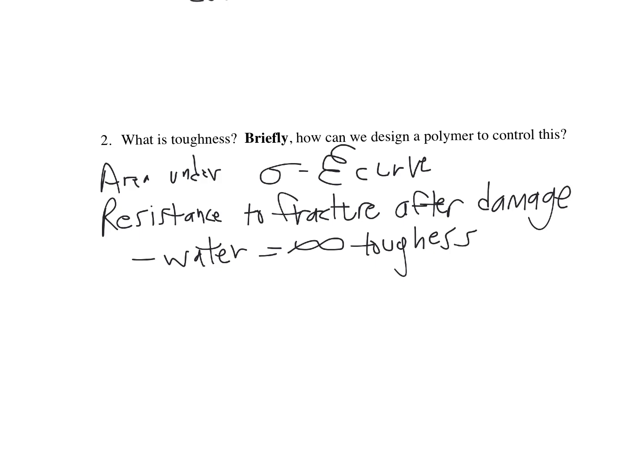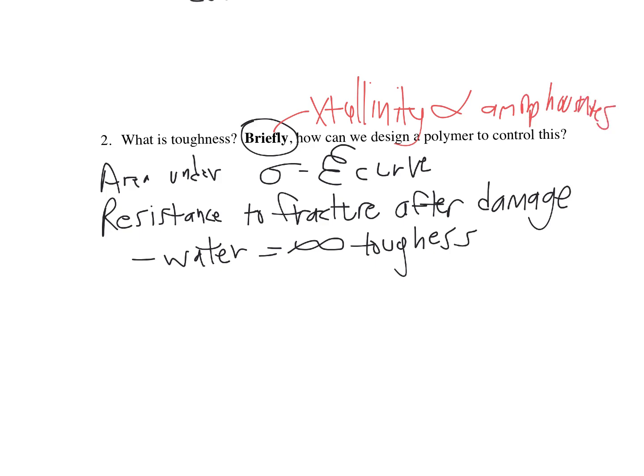So I said, based on crystallinity, a more crystalline material will have more brittle fracture and will have lower toughness, where a more amorphous material will have a higher toughness. Okay. Crystallinity and its relationship to amorphousness, basically. All right, so we can do that with this issue of working with toxicity, as you said.